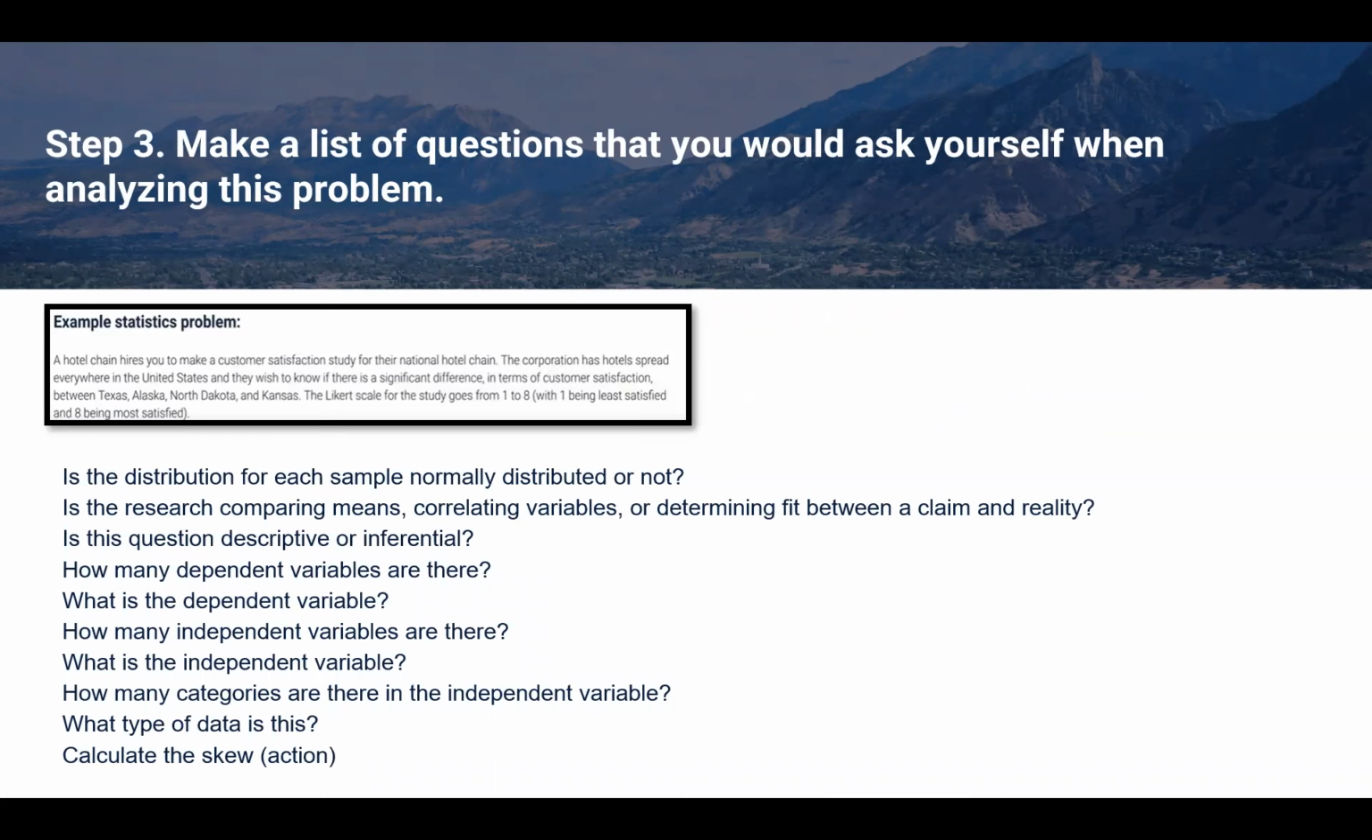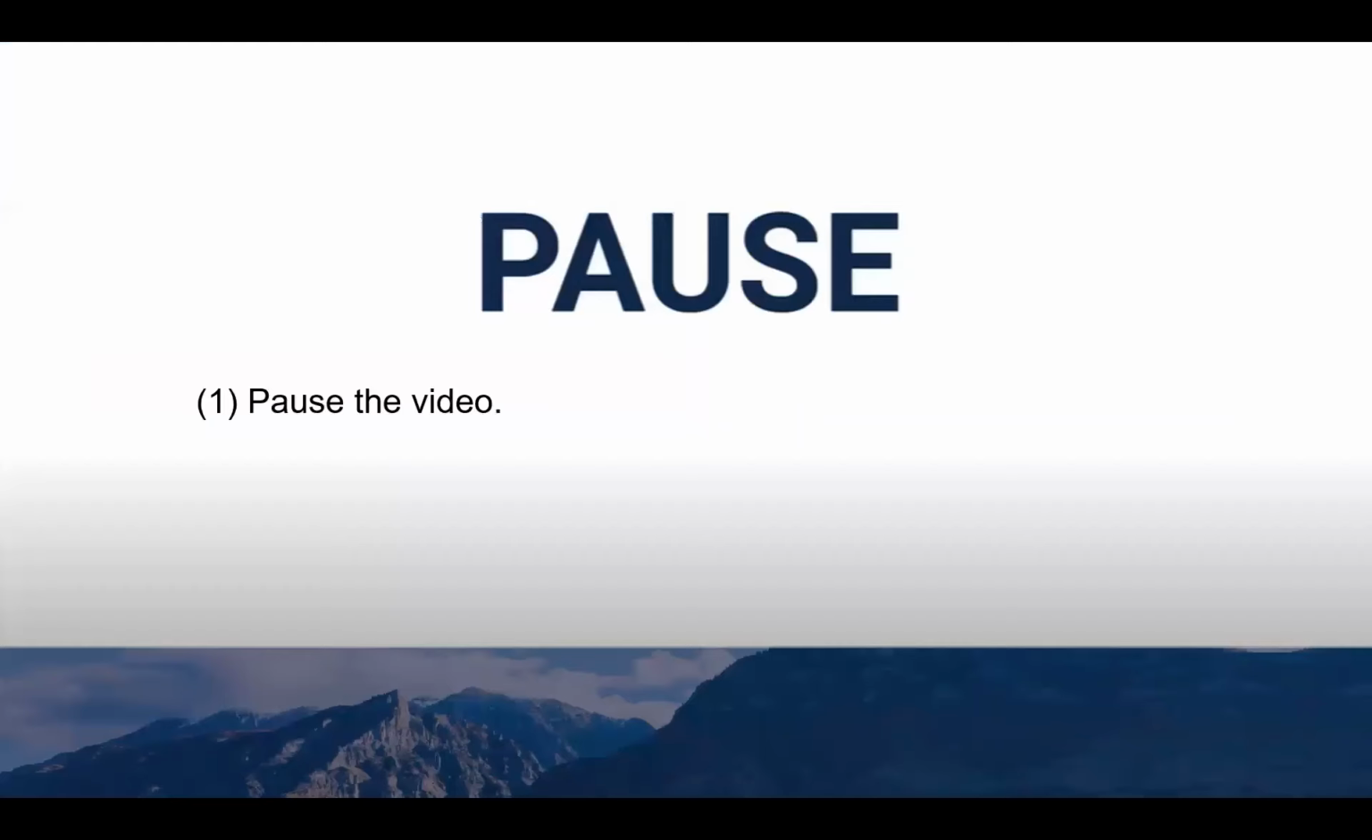Let's read a few of them. Is the distribution for each sample normally distributed or not? How many independent variables are there? Is this question descriptive or inferential? Depending on the scenario, this list could also include actions that you take as you analyze the problem. In this example, one of the actions would be to perform a calculation.